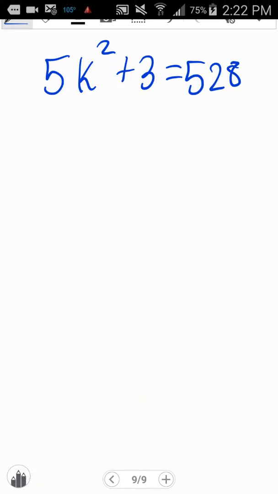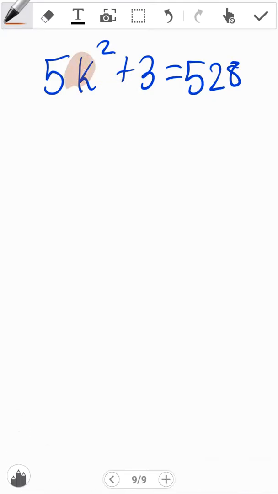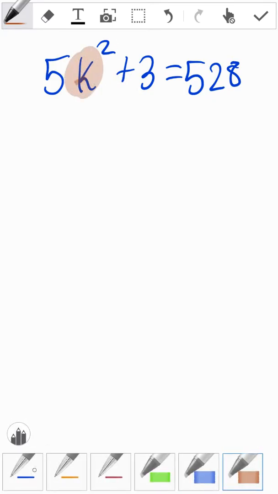All right, here we go. We have a multi-step problem again because I have two terms. I have 5k squared and 3 that are on the same side. So I've got to solve for the one that has the square in it. So the second term I have to add or subtract away. This is the term I want to keep. This is the term I want to get rid of.